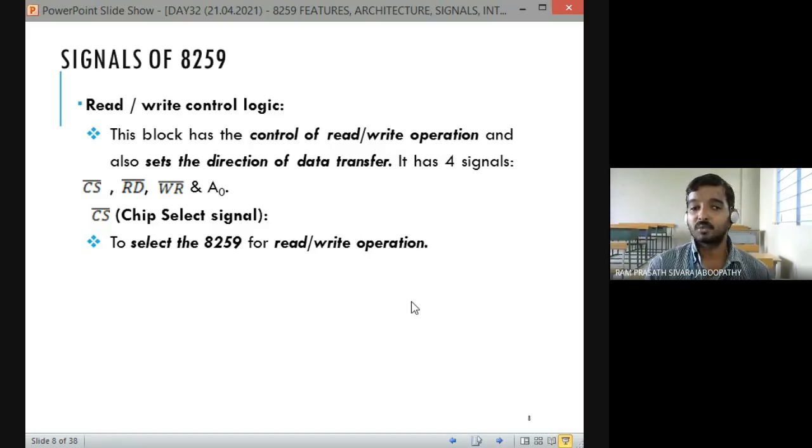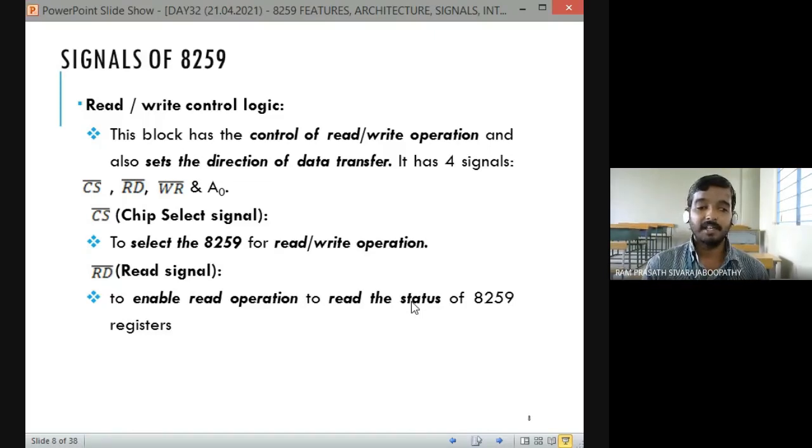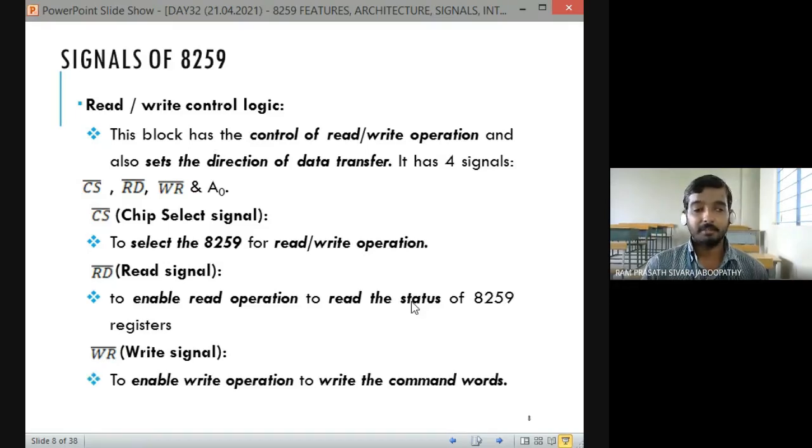How is this signal going to be generated? From the remaining 7-bit address A7 to A1, we use some circuit to generate a 0 such that whenever that particular pattern comes, this 8259 will get selected. RD bar, you people know, enables the read operation, to read the status register of 8259. WR bar, you already know, enables the write operation, to write the command words. Okay. So are these things clear to everyone?